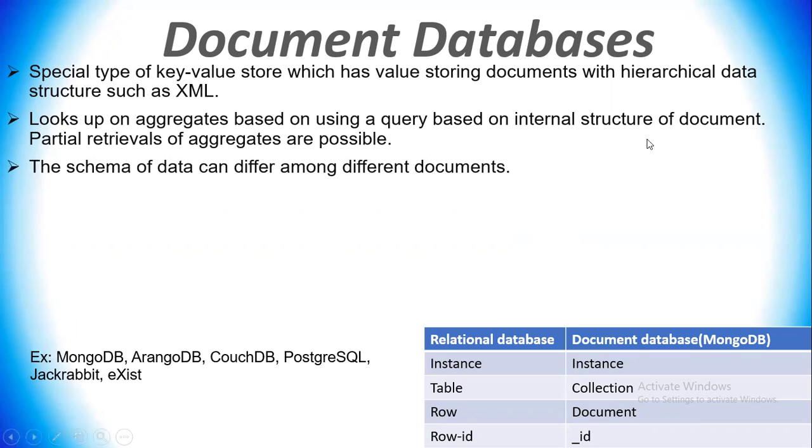Okay, but the schema is still undefined and it can differ. That means one row of this collection, which is the table name for document type databases, can hold heterogeneous documents. One row can contain an XML document, another row can contain an HTML document, another row can contain another type of document. Likewise, different kinds of documents can be stored.